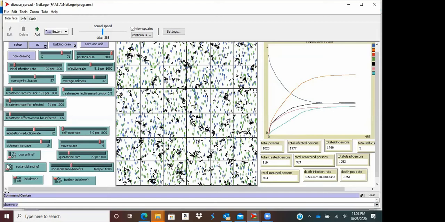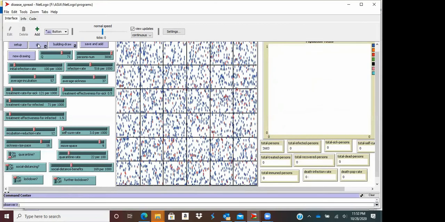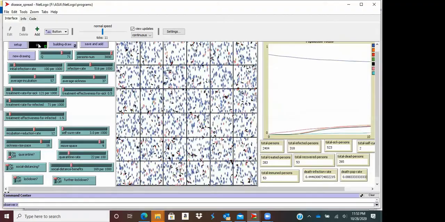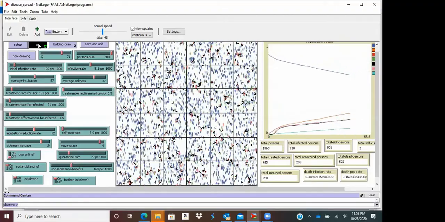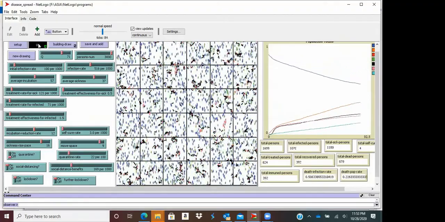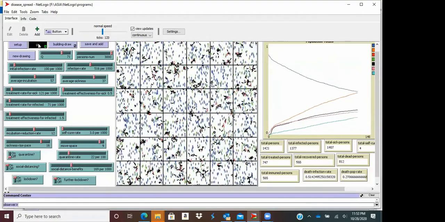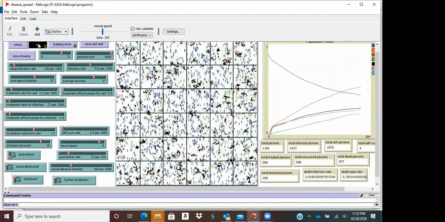Now let's turn on social distancing, because you lock down and you also have social distancing. Now let's see what happened. Again, 3,000 people, same initial infection rate and same later infection rate. Let's see what happened here. So this time we not only lock down, but also use social distancing.